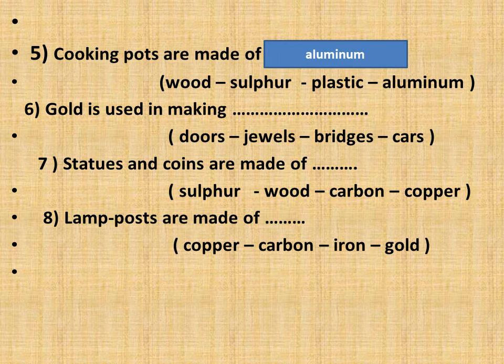Number 6, gold is used in making doors, jewels, bridges, or cars. Gold is a metal that is very shiny and can be bent and reshaped, so we will choose jewels.